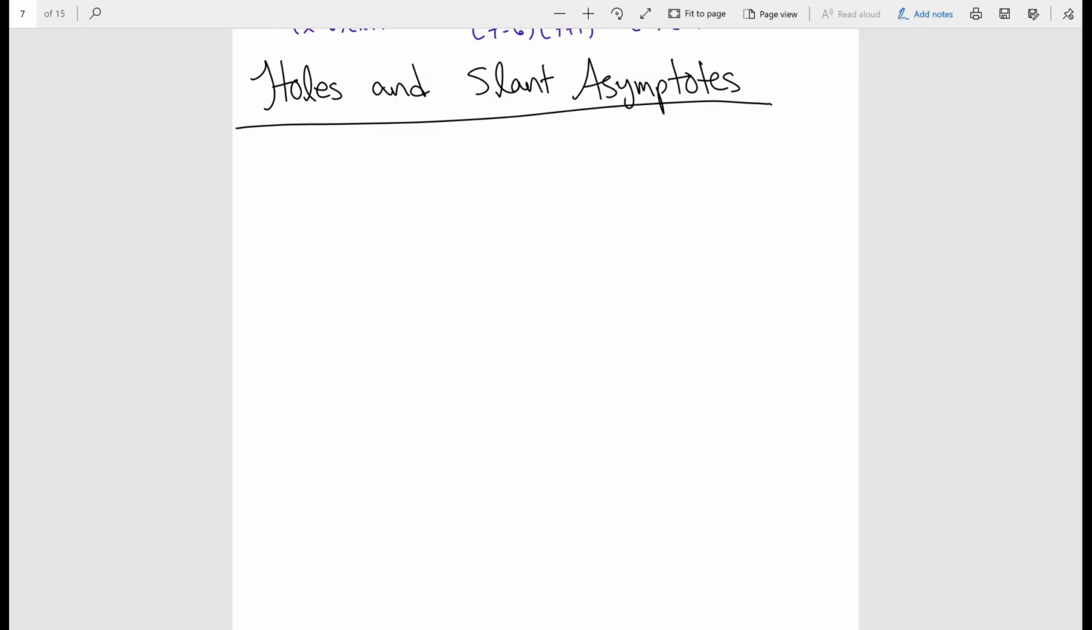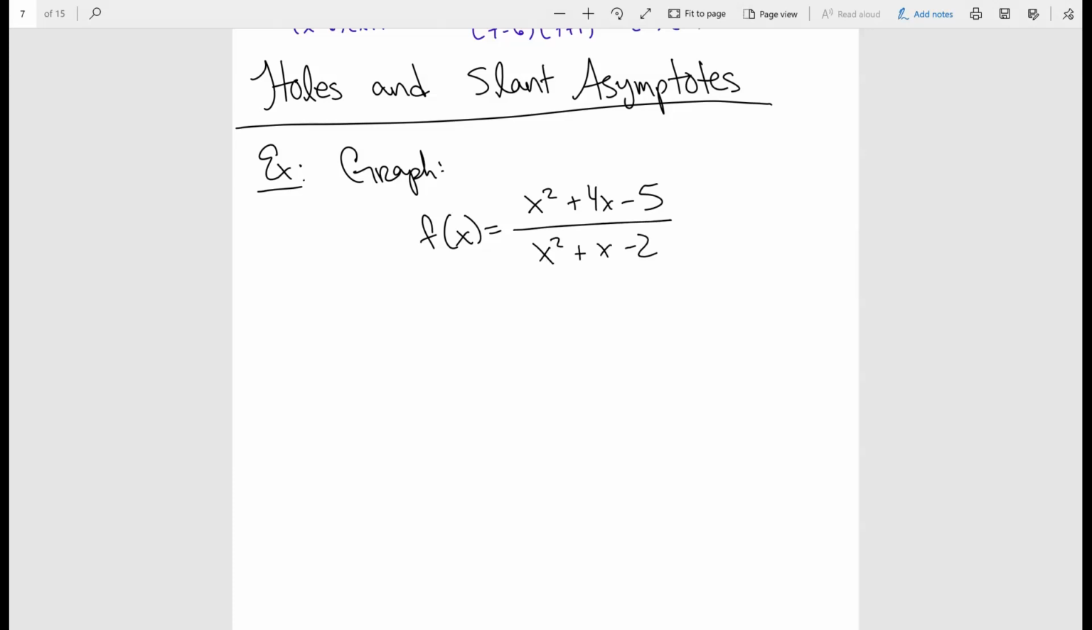So let's graph some rationals using holes and slant asymptotes. Let's just jump into an example. Let's say you want to graph the following rational function. My function is going to be f of x is equal to x squared plus 4x minus 5 divided by x squared plus x minus 2.